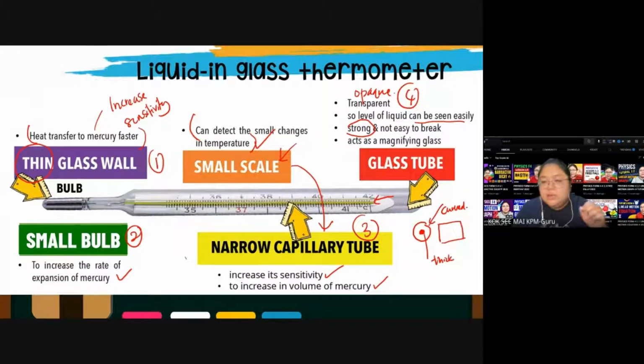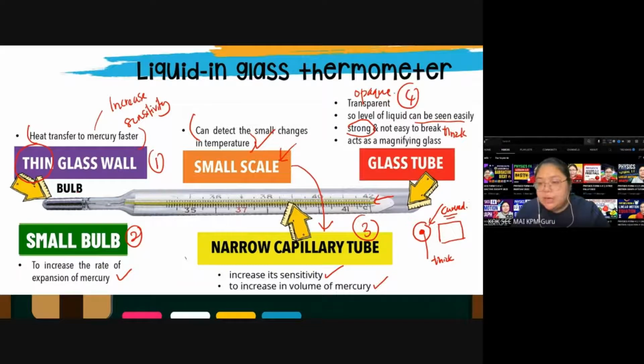Okay, so from here, this is the reason. Strong and not breaking easily is the reason for the thick. You can see the glass joined with the mercury. The wall inside is thick. The bulb is thin. When you're at the inside of the glass, that one must be thick. The reason is strong and not easy to break. Okay, and the last one is the curve.